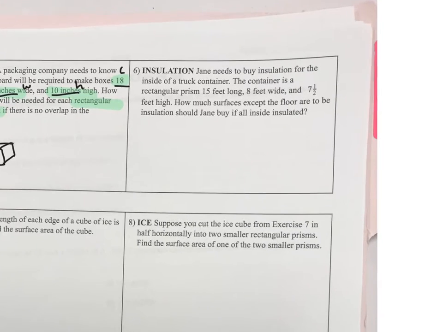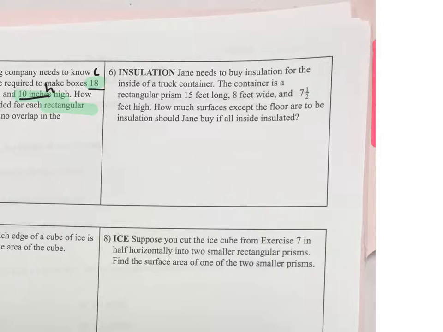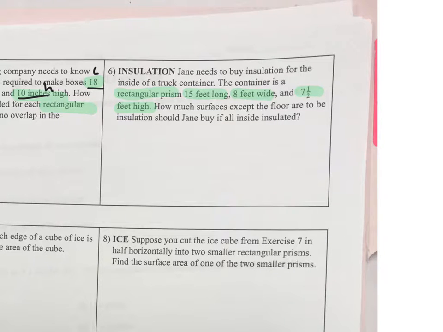Number 6, Jane needs to buy insulation for the inside of a truck container. The container is a rectangular prism, 15 feet long, 8 feet wide, and 7.5 feet high. How much surfaces? What? Except the floor are to be insulated should Jane buy if all inside. What? I don't know if this is English, but I'm understanding. So if it says except the floor, maybe I'm crazy, but except the floor are to be insulated should Jane, how much surfaces? I'm thinking how much insulation should Jane buy if all inside is insulated?